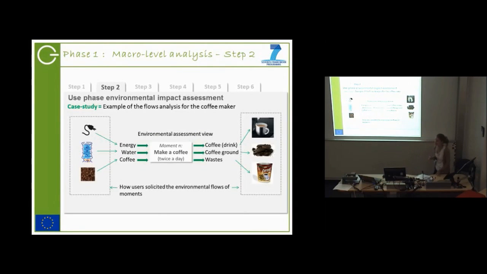This is the example of this step 2 for the coffee maker. I took the example of moment 3, which is the core use of the product, which is making a coffee. Here you have the input flows that have been identified and the output flows. As inputs we have energy, water, coffee, and as outputs we have coffee as a drink, coffee grounds and waste, etc. So we need to really identify each of these elementary flows and how they are solicited by the user during each moment.